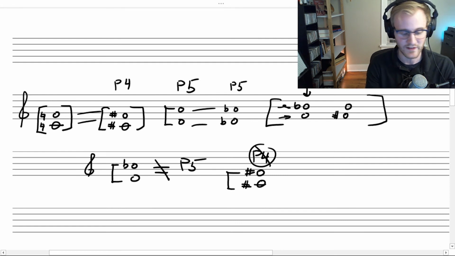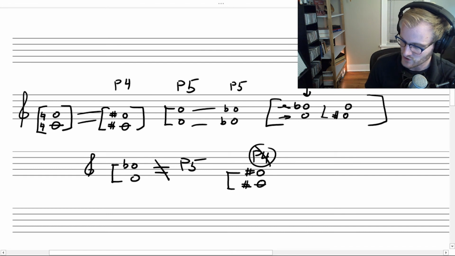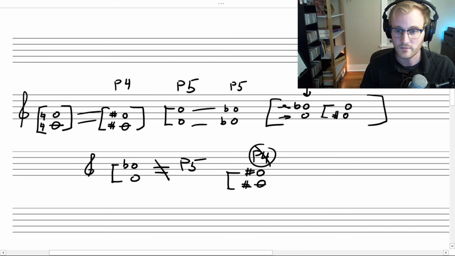One has a flat and the other does not, but they sound as such, which is a perfect fourth, just as F sharp to B is also a perfect fourth, even though they have separate accidentals.